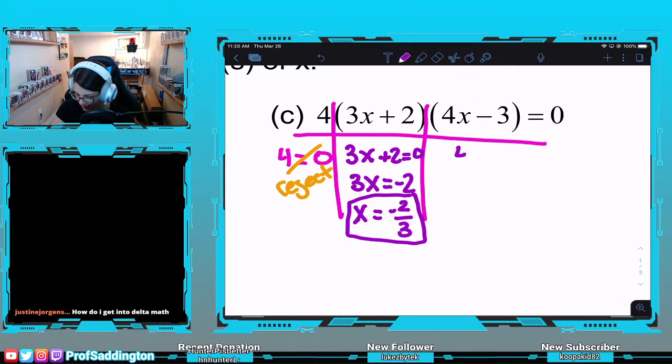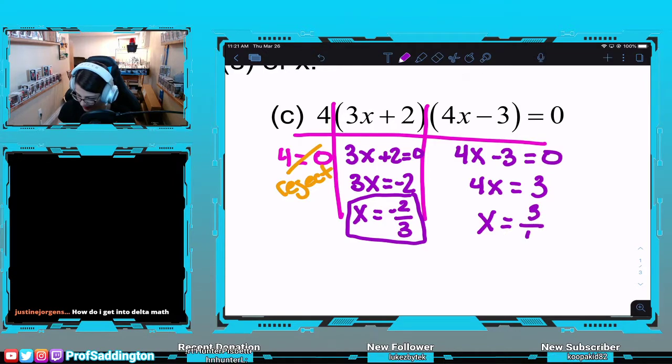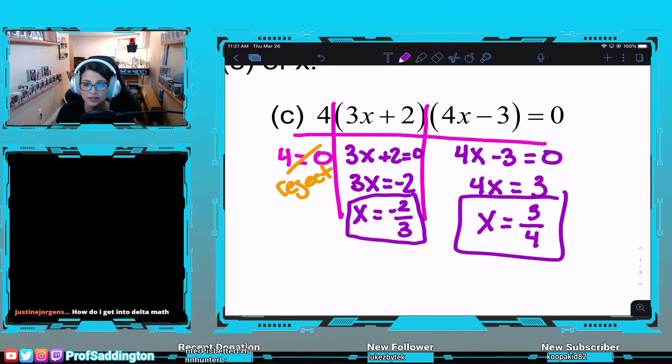And then our last one, we have 4x minus 3 equals 0. We add our 3 over. And then we divide by 4. 3/4. That's a sketchy 3. I'll fix that. That's a little better. Very good.